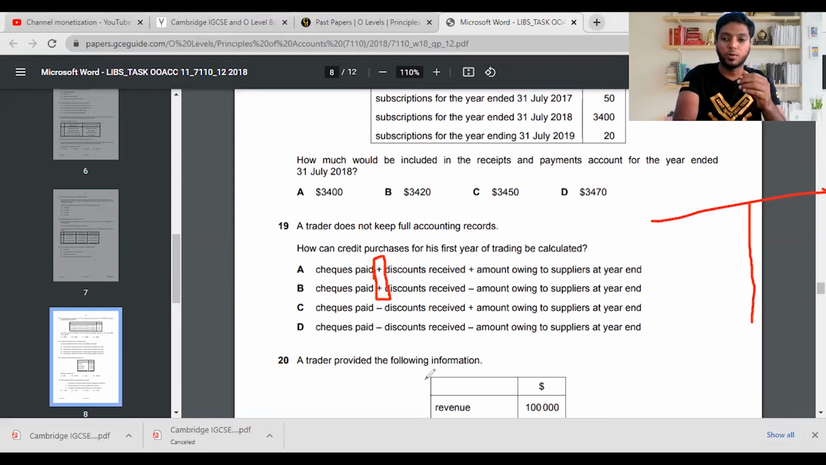If it came as a minus, the carried down balance would have to come on the credit side. It doesn't happen. Cheques paid, discount received, and amounts owing to suppliers at year end all come under the same format, which is the debit side. The answer is going to be A. If you do not know the format, click the description below. You will find the video on control accounts for purchases and sales. Then you can understand how to do that account, and knowing the format is very important for this type of sum. We'll move on to the next part of the sum.